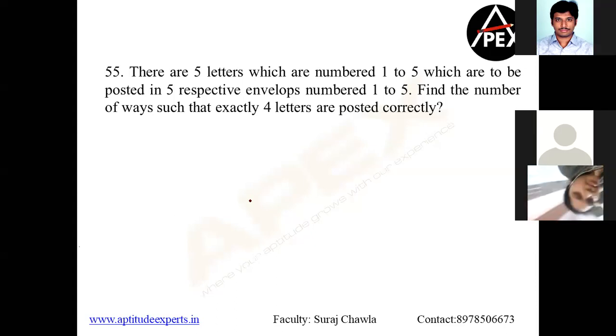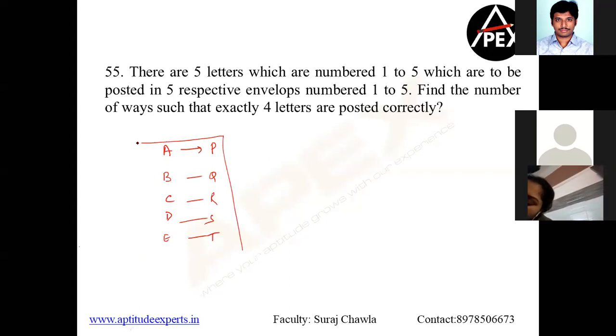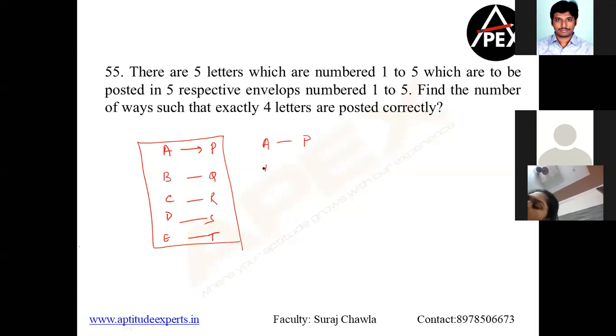In how many ways can 4 letters be posted correctly? One way? Okay, the answer is zero. No. Let's say A, B, C, D, E, and the respective correct envelopes are P, Q, R, S, and T. Clear? This is the right combination in which I am supposed to post. But he says no, you don't want to post 5, you have to only post 4. If you have to post 4 correctly, that means A I am posting in P, B I am posting in Q, C I am posting in R, and D I am posting in S.